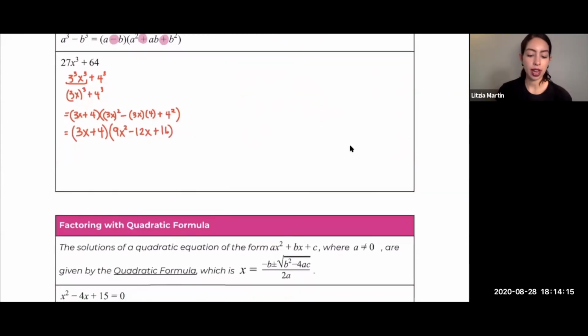So now that we've factored using the sum of cubes, we'll look to see if 9x squared minus 12x plus 16 can be factored any further. This is a quadratic. However, if you were to try to break this down and try all the different values for this, you'll see that it's not factorable any further. And so we will call this completely factored.